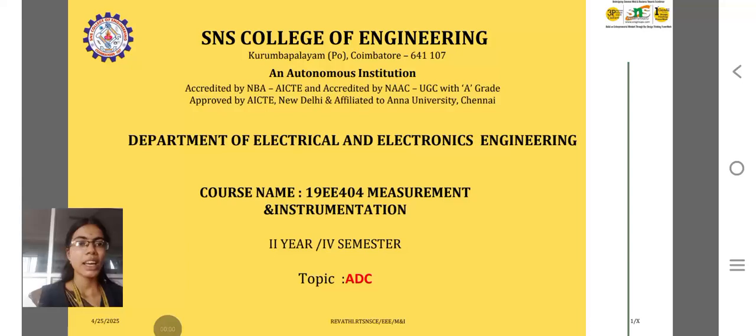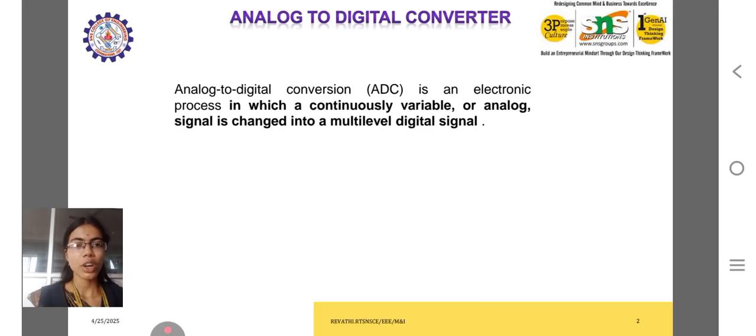In this lecture series video of measurement and instrumentation, today's topic is ADC, that is analog to digital converters. Analog to digital conversion is an electronic process in which a continuously varying analog signal is changed into a multi-level digital signal. For example, we can see an analog device which converts its output value into a digital signal, and then it is displayed on an LED display or LCD display.